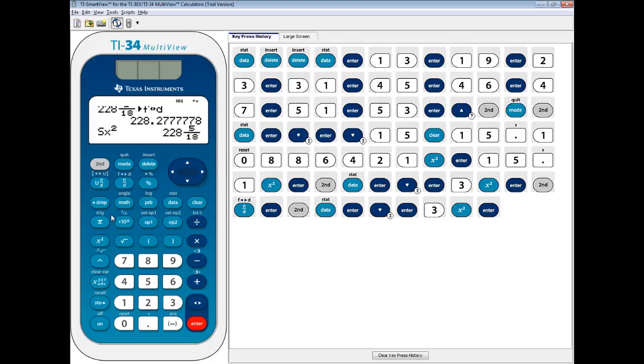So anyway, in this video, we took a look at how to find the sample variance of a set of numbers on a TI-34 calculator.